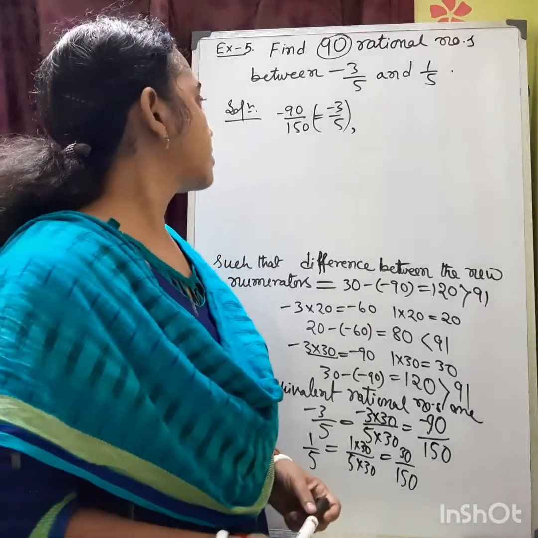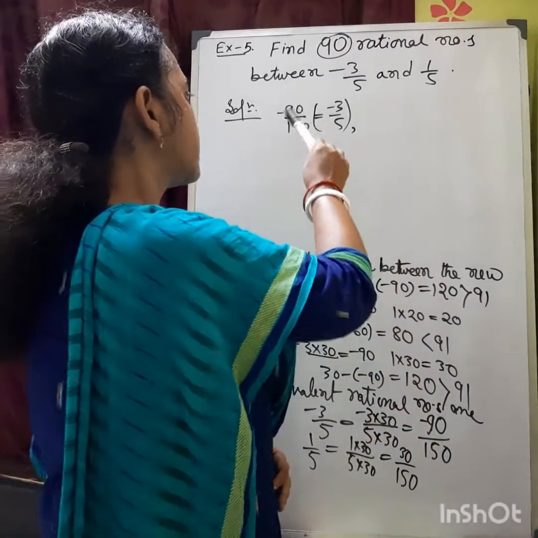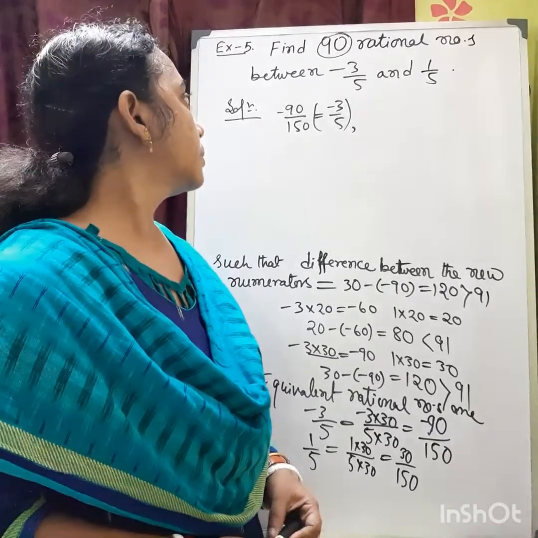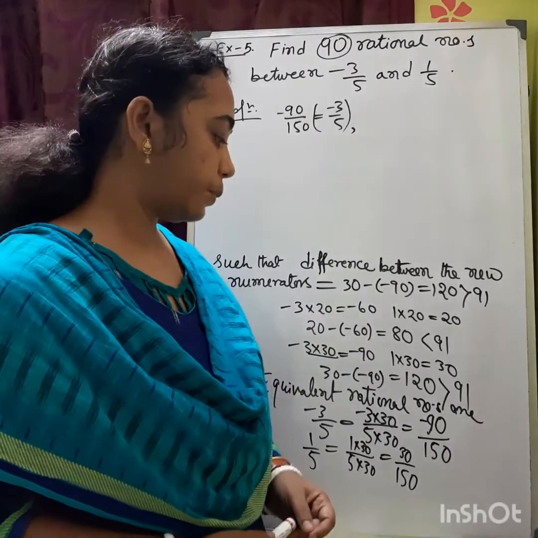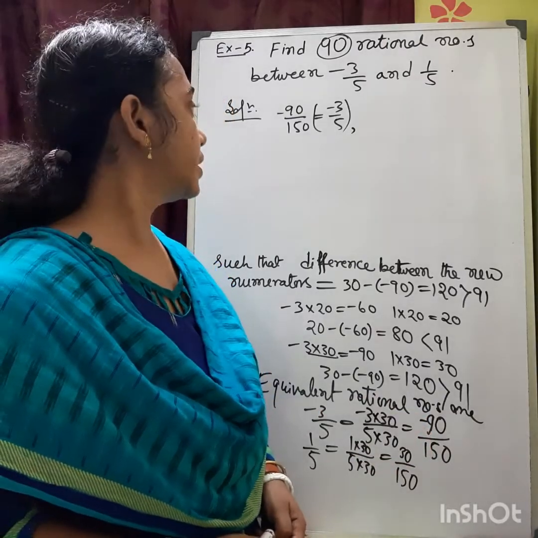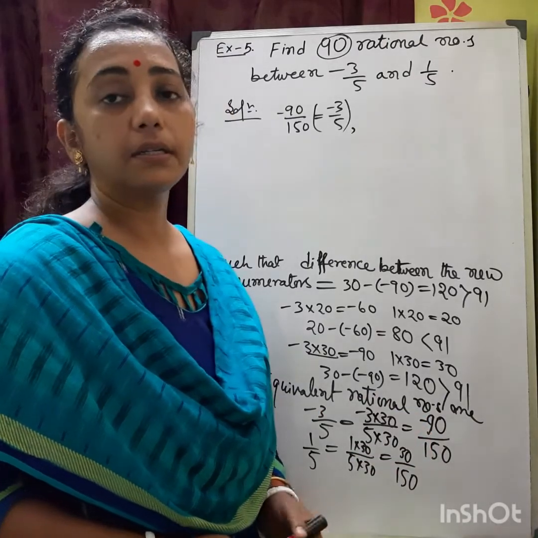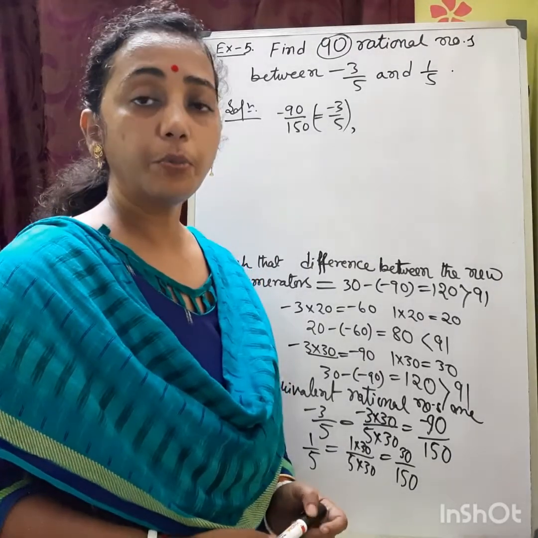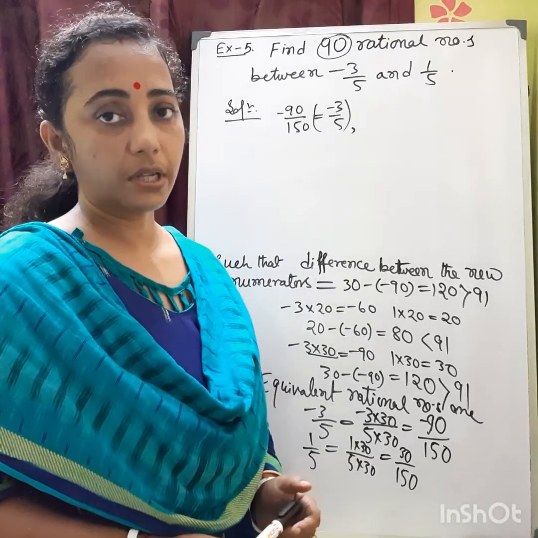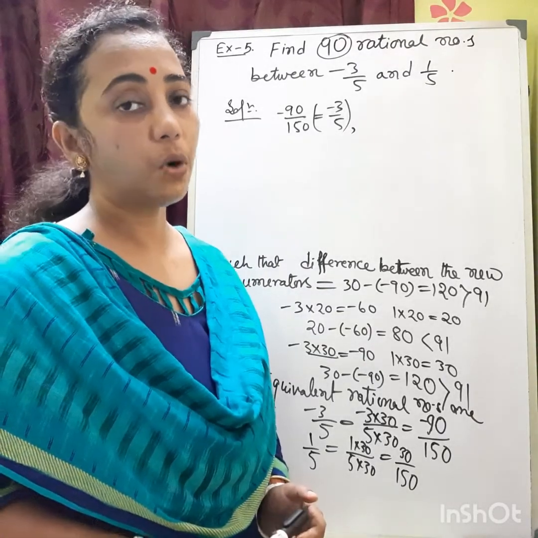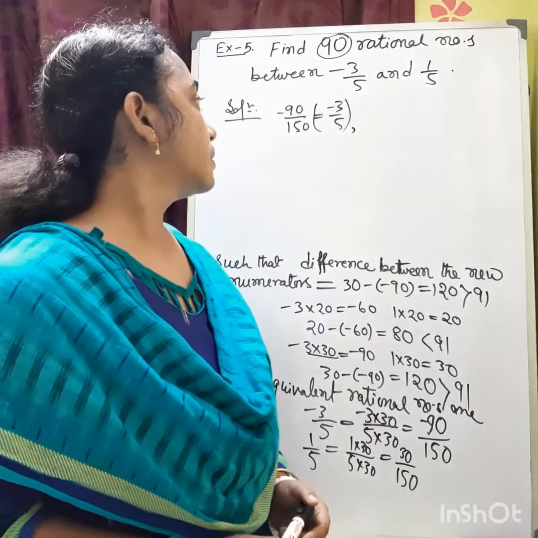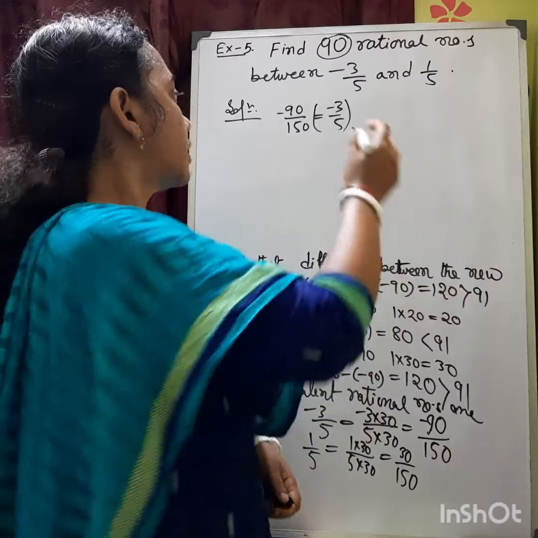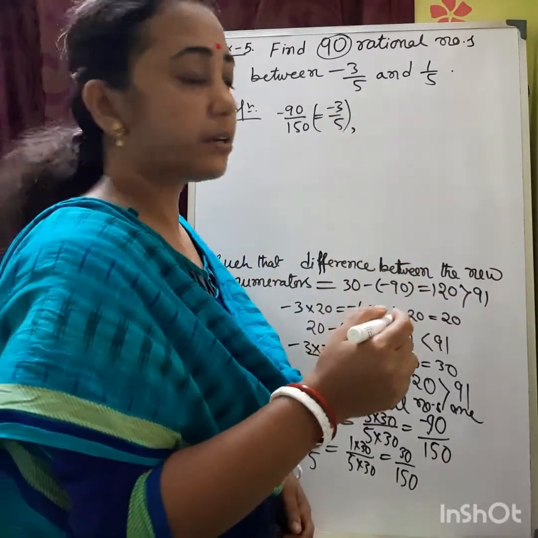Now here the equivalent rational number of minus 3 by 5 is minus 90 by 150. Now to find the 90 rational numbers between minus 3 by 5 and 1 by 5, or we can say minus 90 by 150 and 30 by 150, on increasing the numerator of the smaller equivalent rational number by one, successively, we get the required 90 rational numbers.